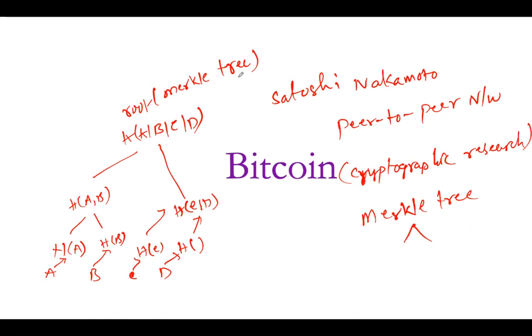The other cryptographic primitives are hash functions, public key cryptography and digital signatures. These hash functions use the public key and digital signatures.